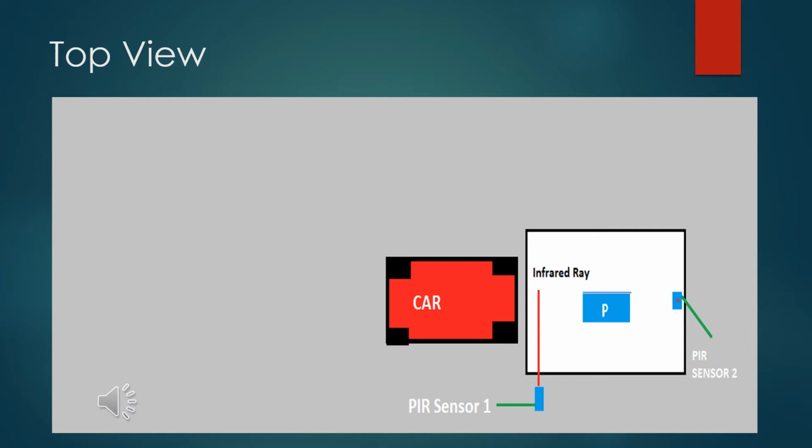So when it comes to humans and objects such as trolleys, they will not be able to be detected as cars since they are not long enough to trigger PIR sensor 1 multiple times.